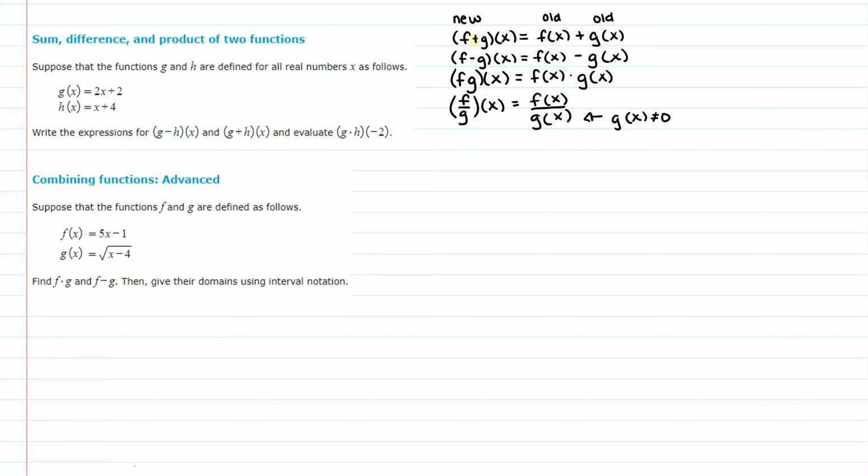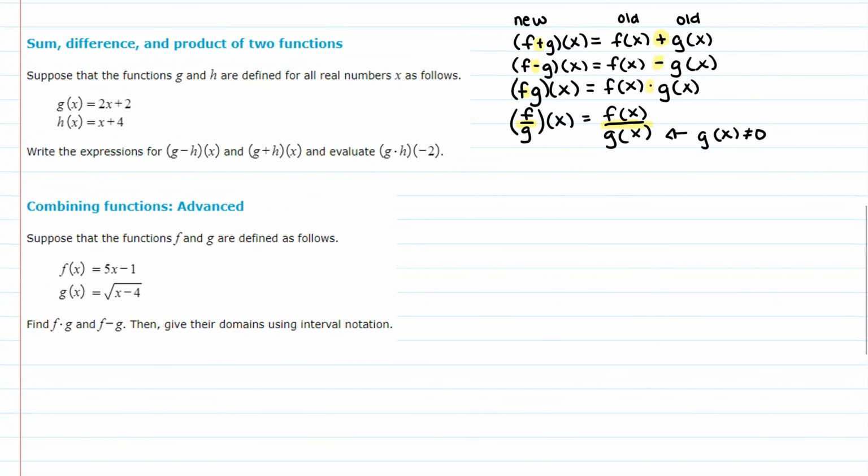If the name is f plus g, then we get that by plussing f and g. If the name is f minus g, then we get that by minusing f minus g. If the operation is f times g, then we get that by timesing. And if the operation is divide, then we get that by dividing. So the algebra of functions goes kind of straightforward. So now in this first question here, we'll call this question 1. We're going to have the functions g and h, and our g of x function is 2x plus 2, and our h of x function is x plus 4.